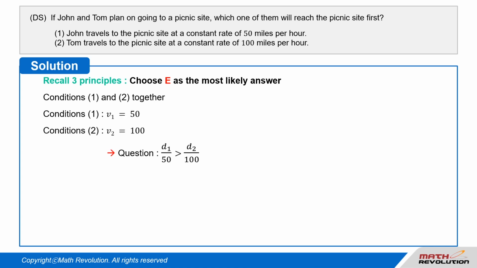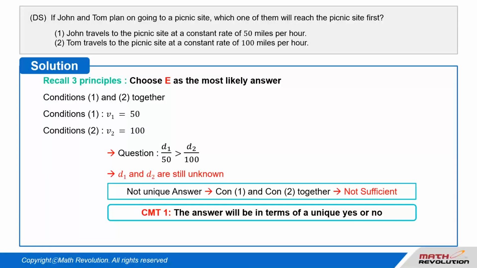Conditions 1 and 2 tell us that v1 equals 50 and v2 equals 100. So the question becomes whether d1 over 50 is greater than d2 over 100. But we still cannot determine the unique value of d1 and d2. So it is not sufficient by CMT1, which means that the answer should be in terms of a unique yes or no. 2 people are traveling, and the answer is E.